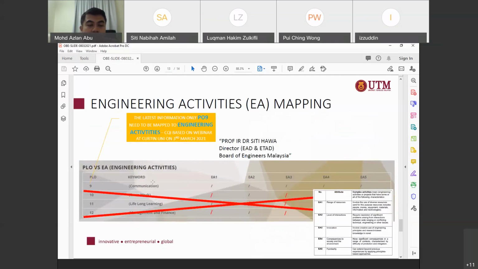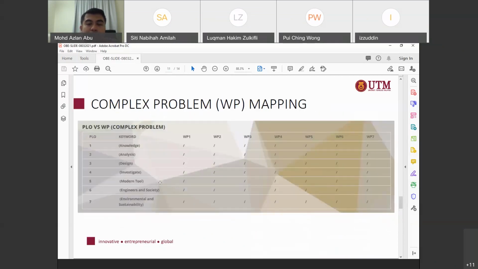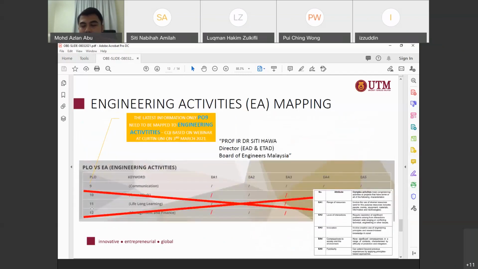Next, because knowledge, WK, and problem, WP, complex problem, only involve PLO1 until PLO7, you still have PLO9 until 12. PLO9 does not fall under WK or WP, but it falls under EA, the engineering activities. WK, WP, EA are the standards used by the International Engineering Alliance, so used throughout the world. So EA falls under PLO9. The keyword is communication. So you can map EA1 until EA5.